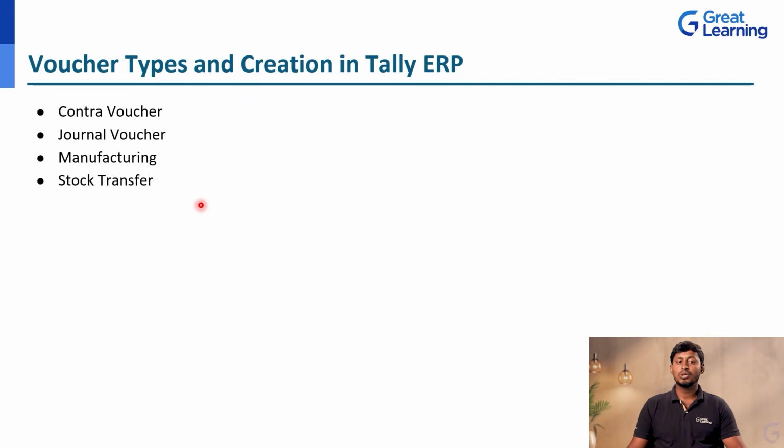Manufacturing. Once we receive all this raw material, what we need to do? We send that raw material as an input and get the output from our manufacturing unit, correct? So we need to generate the manufacturing voucher. Next, stock transfer. Once the final product is produced, we need to transfer stocks either to the stores or to the buyers.